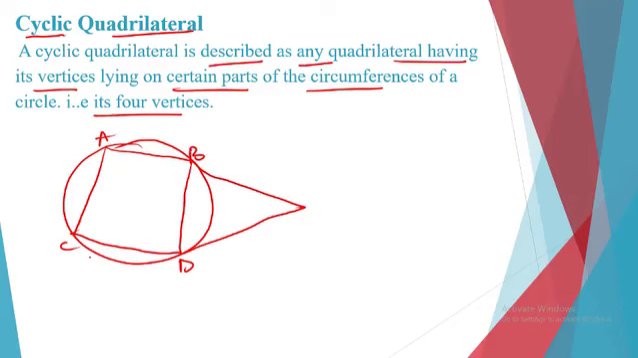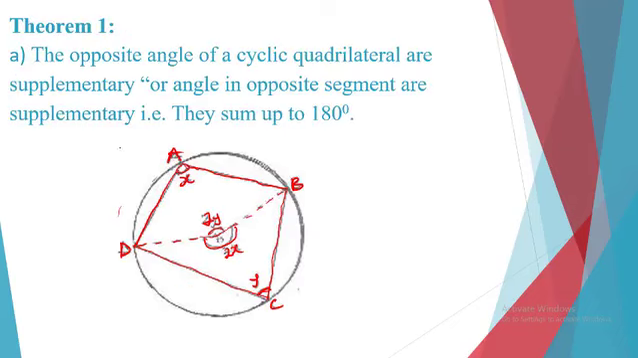Okay, so let us quickly look at the theorems of this cyclic quadrilateral. We have theorem 1. Under theorem 1 we have A, B, C, but let us first of all look at the A part of theorem 1. Theorem 1 says that the opposite angles of a cyclic quadrilateral are supplementary.